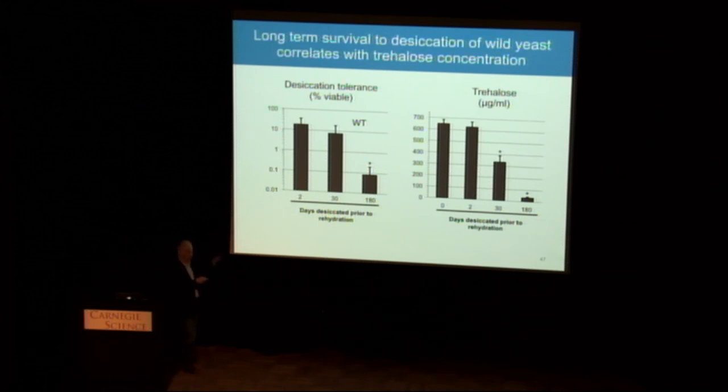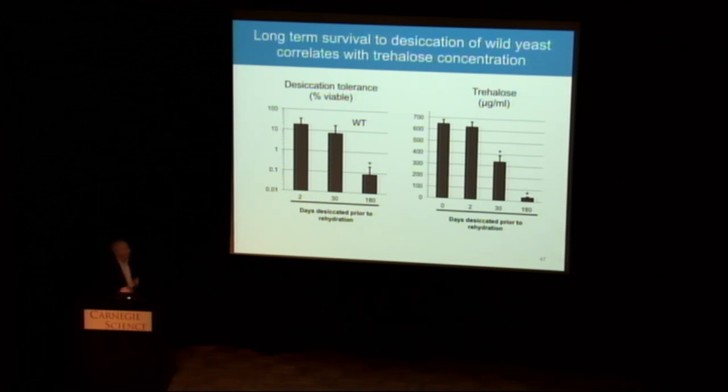Then we measure the trehalose concentration in those cells, and lo and behold, after 30 days the trehalose is dropping, and it drops even further after 180. So now we're back to having a correlation. Trehalose does seem to be affecting, or at least correlating with, the ability to survive desiccation. The less you have, the less good it is.